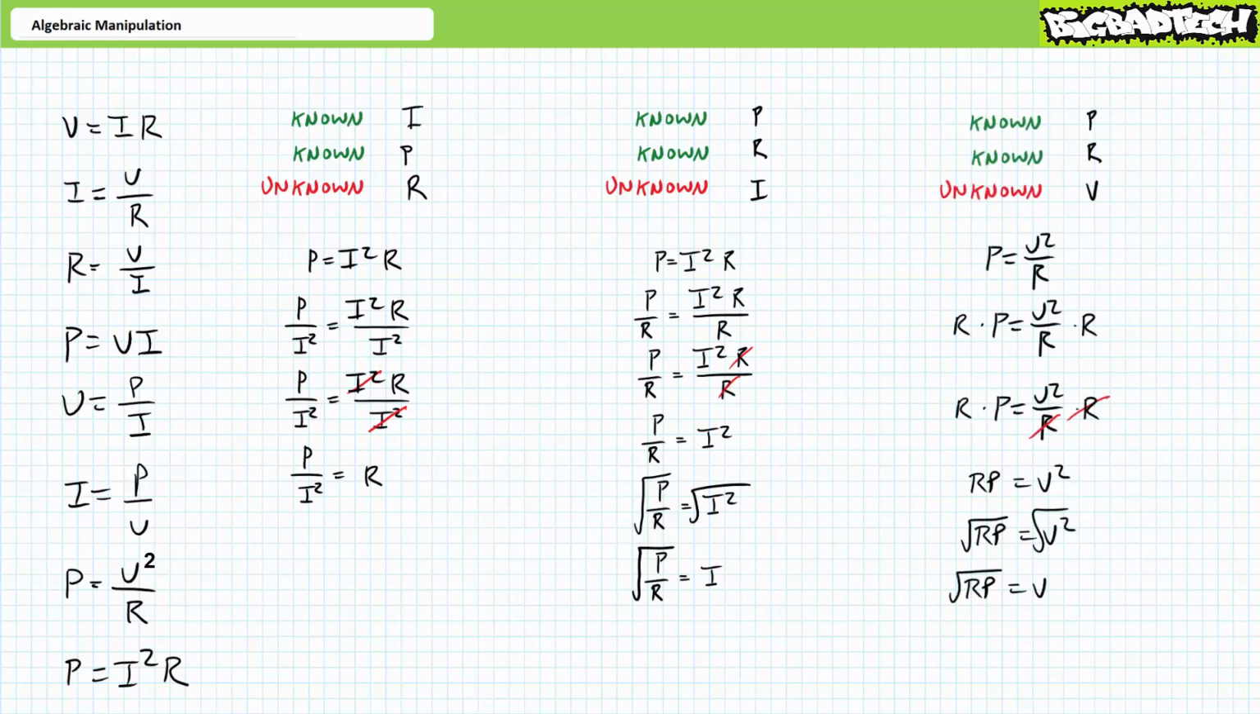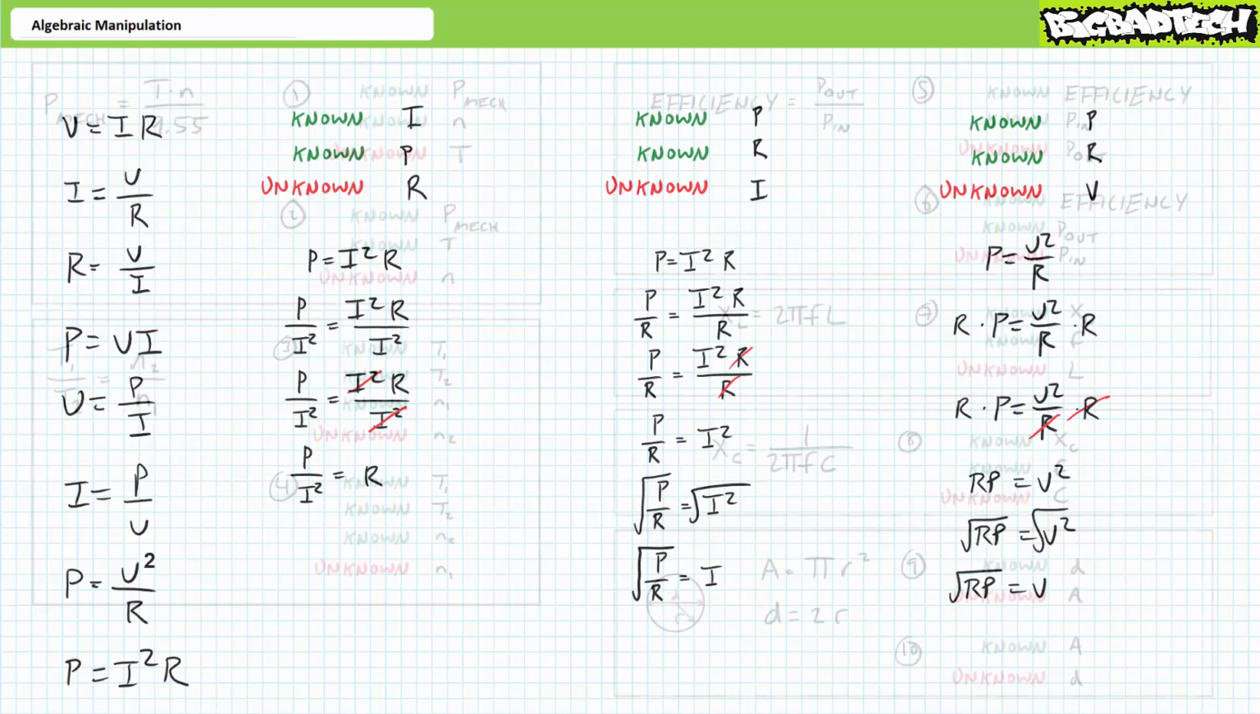Finally, the last problem is asking us to solve for unknown property V in terms of known properties P and R. I started with P equals V squared divided by R. Multiply both sides by R. R cancels out on the right. We're left with V squared equals R times P. Again, this is not the answer to the problem. We're looking for unknown quantity V, not V squared. Square root both sides. We're left with V equals square root of R times P. Again, note that the term P times R appears entirely underneath the square root operation.